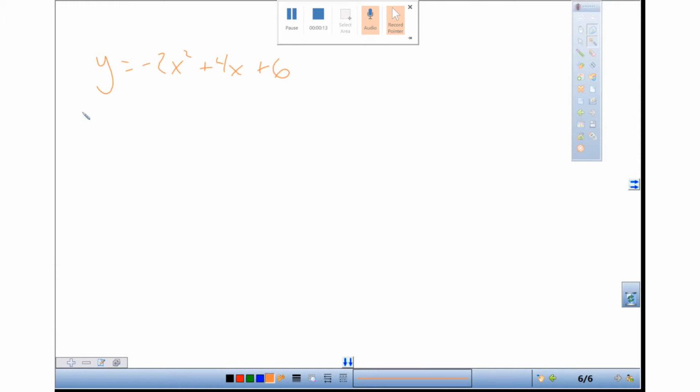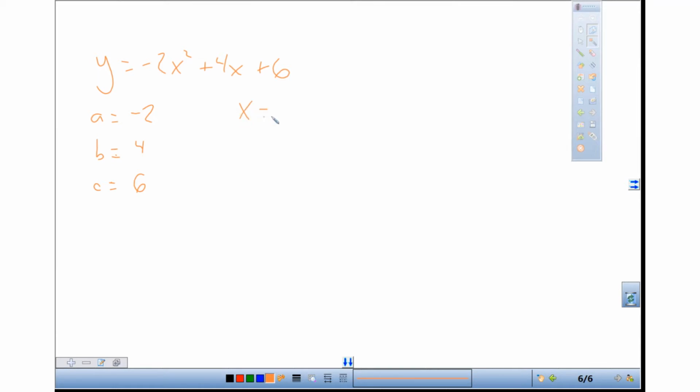So remember, what we did before is we have to find A, we have to find B, and we have to find C. A is the one number that is in front of x squared. In this case, we have -2. B is going to be 4. C is going to be 6, because those are what they associate with.